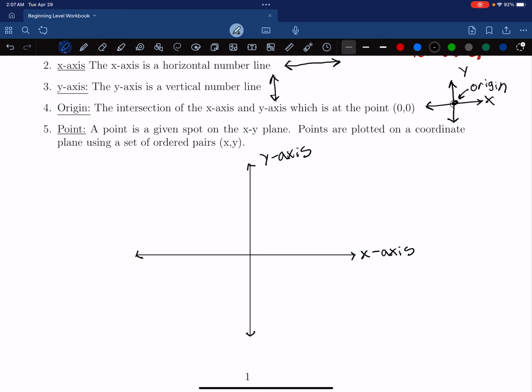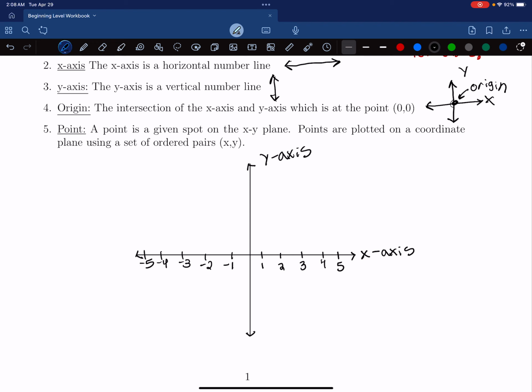Okay, so with that being said, now let's begin to actually put numbers on these so-called number lines, or these axes. I'm going to start off with the x-axis, and I'm going to start going in the positive direction. So we're going to go 1, 2, 3, 4, 5. And then I'm going to go to the left of the x-axis. So we're going to be now going into the negatives. So we're going to have -1, -2, -3, -4, and -5.